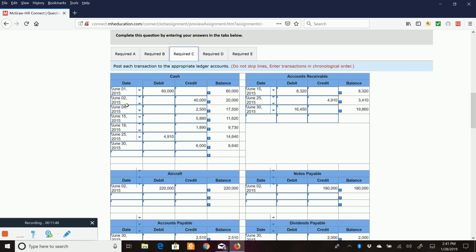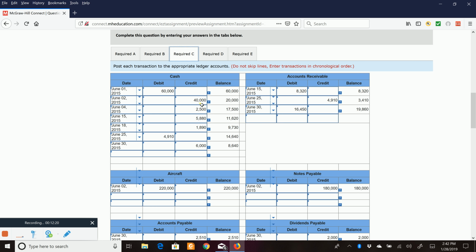Now the next day, June 2nd, do you remember we bought the aircraft and we put the down payment of $40,000 down? So we're going to credit the cash or decrease the cash. Now what is our new running balance? It's no longer 60. It's 60 minus 40 or 20. The running balance or the normal balance is always the side of the account that makes it increase. So cash is an asset. Assets increase with debits. So these running balances are always the debit balance.